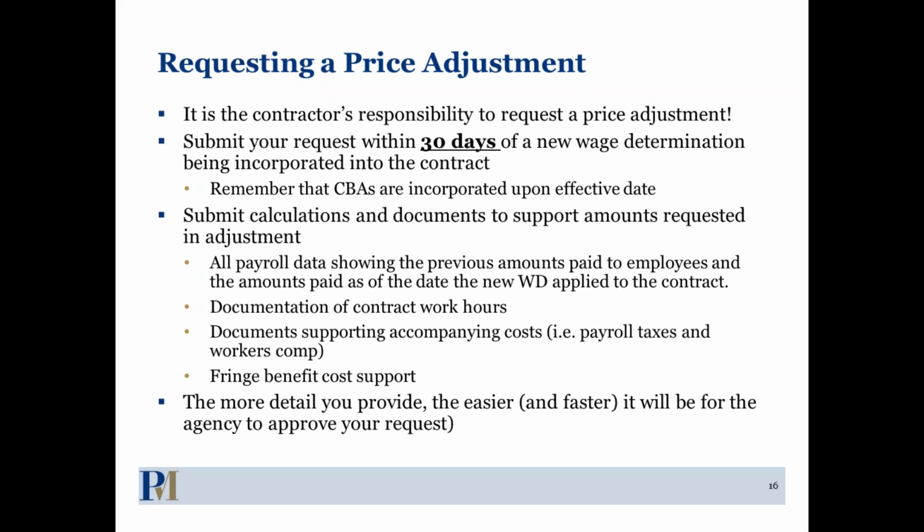But it's your responsibility as a contractor to request a price adjustment. It doesn't come automatically to you, okay? The contracting officer has to modify the contract first, but then within 20 days or within 30 days of that modification, you should be submitting your price adjustment request. With CBAs, you don't need to get anything back from the contracting officer for those to be effective. We'll have a few slides on collective bargaining in a second, but you basically turn in that CBA, and automatically that's your new wage determination once it's effective.